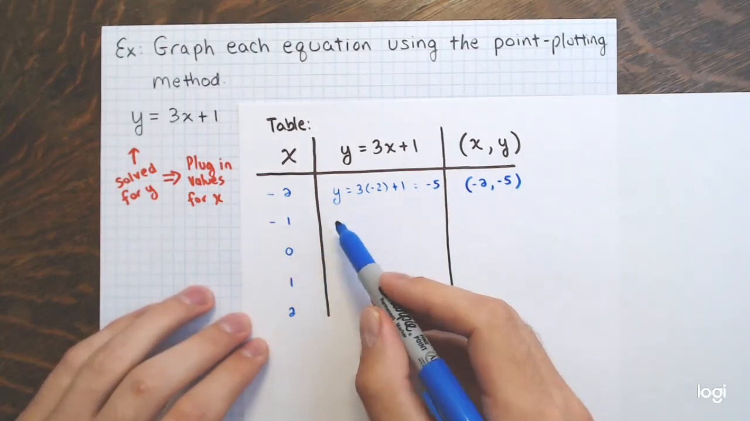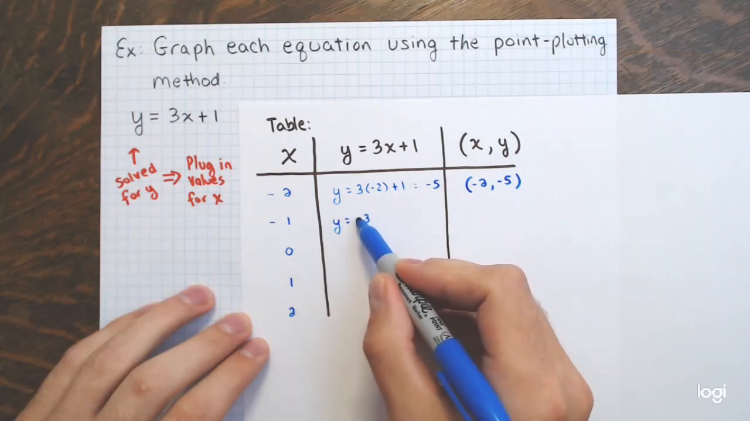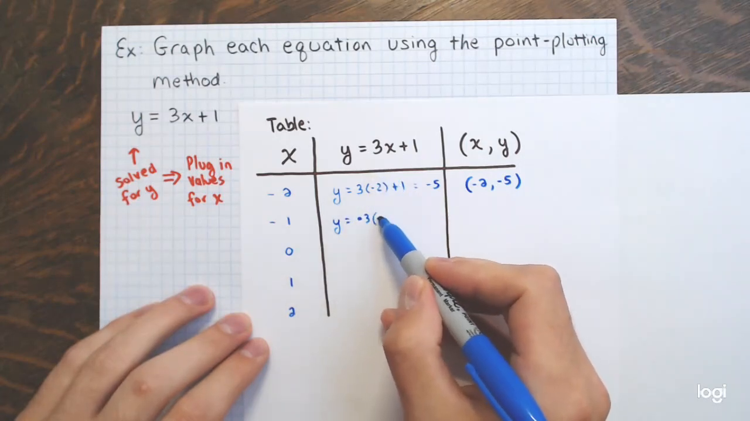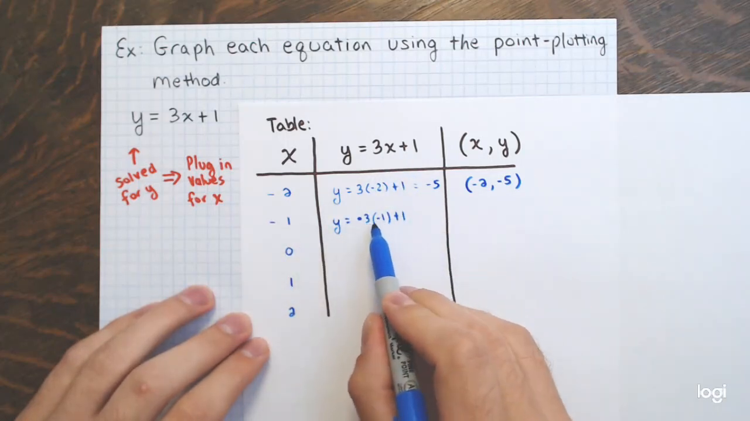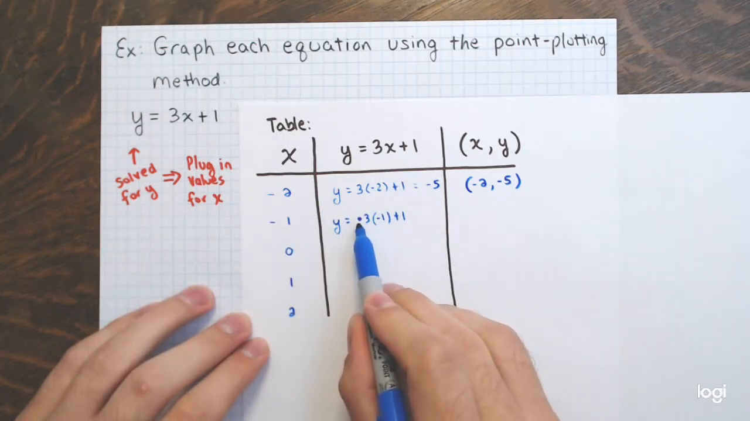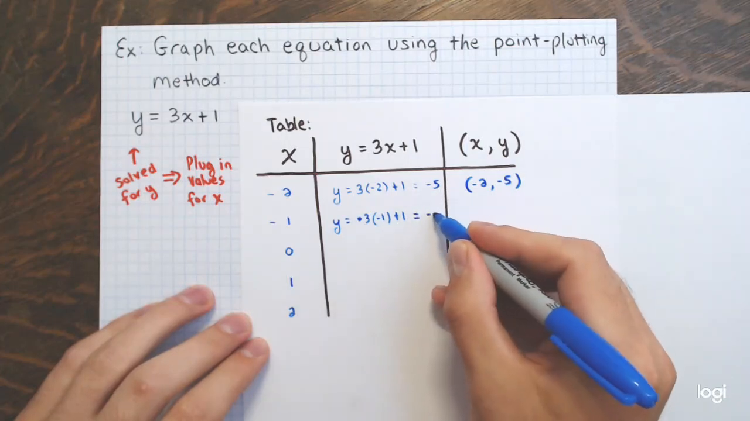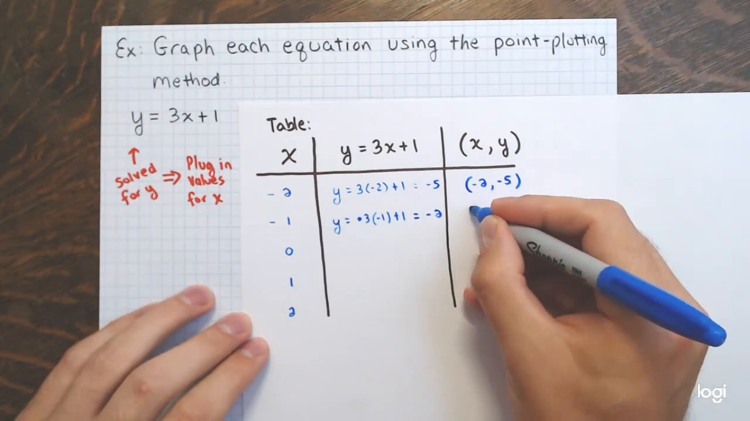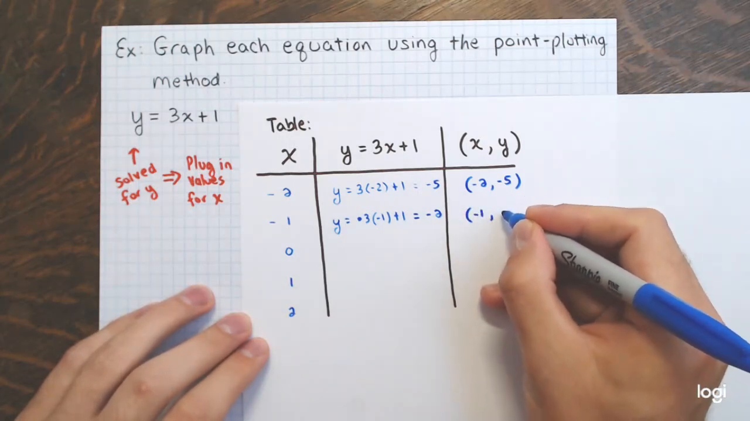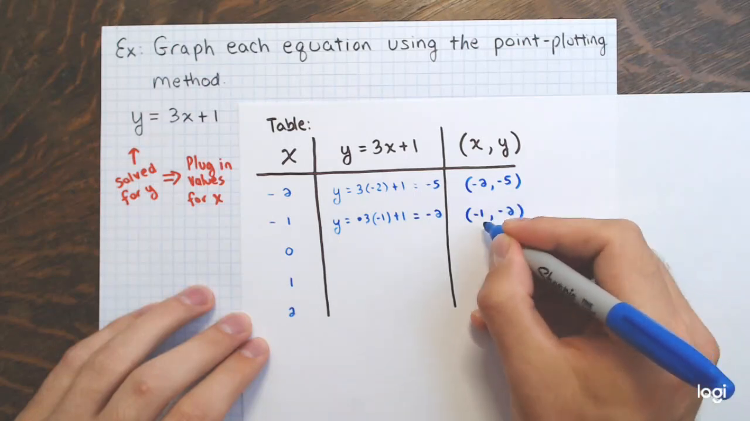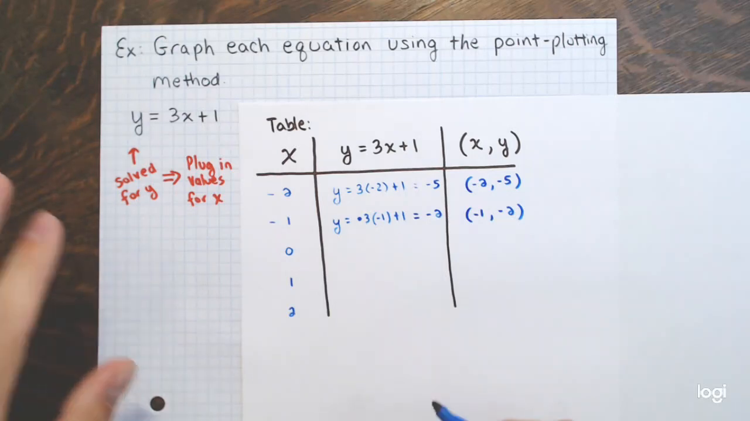-1 for x. Same thing. I go to the equation y equals 3 times -1 and then plus 1, right? Replacing x with -1. 3 times -1 is -3, plus 1 would be -2. All right. So the ordered pair, the solution to this equation, is -1 for the x value, -2 for the y value, and I'd be plotting this point. And again, you'll see me plot these in a minute.